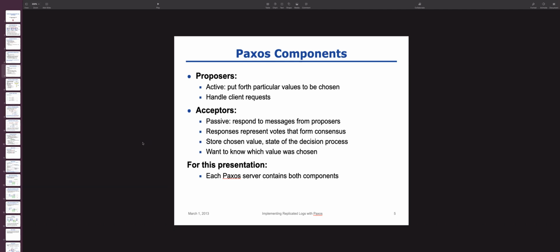Okay, that's good. I had a question about Paxos, which says each Paxos server contains both components. Is a Paxos server a part of my pod in a microservice architecture, or is it on my application server as a part of the application server? How is this deployed?